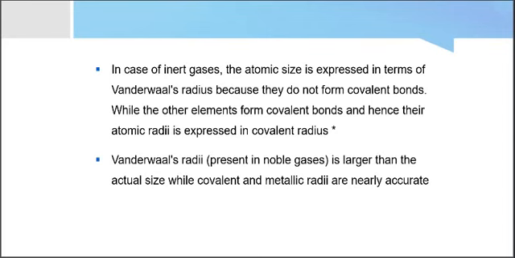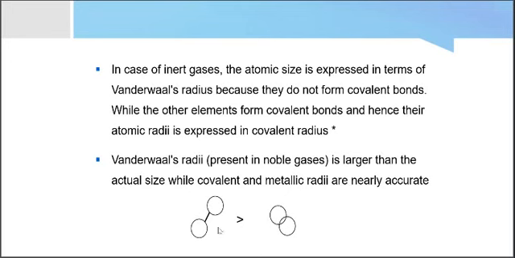Van der Waals radii, which is in the noble gases, is usually much larger than its actual size. It appears much larger than its actual size, while covalent and metallic radii are its actual, accurate length. So van der Waals radii appear to be greater than the covalent or metallic radii. That is the reason noble gases have larger atomic radii than the preceding elements.